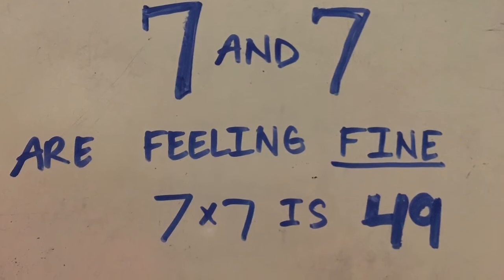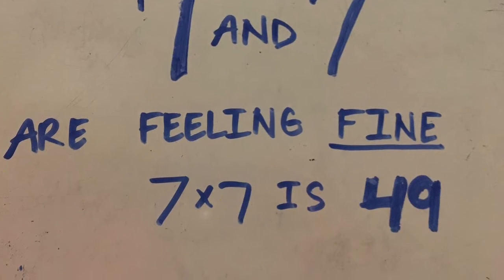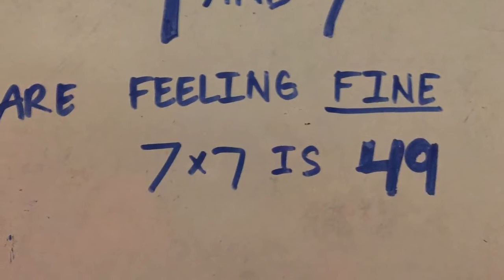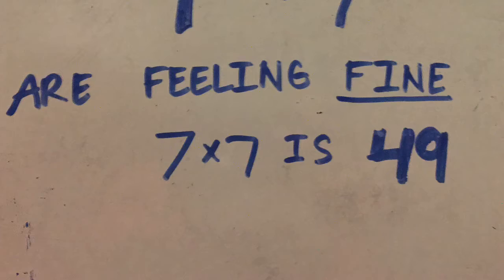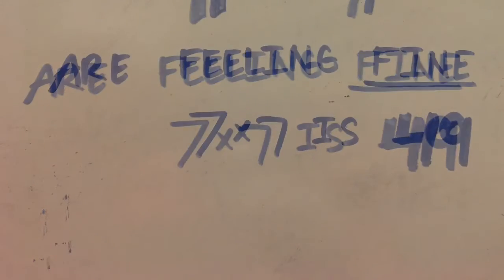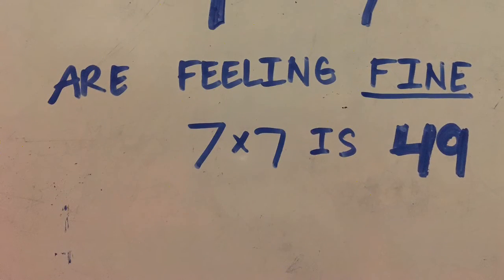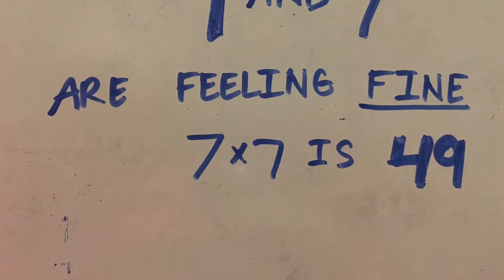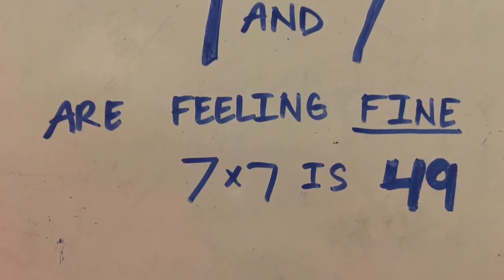The next one, 7 and 7 are feeling fine. 7 times 7 is 49.